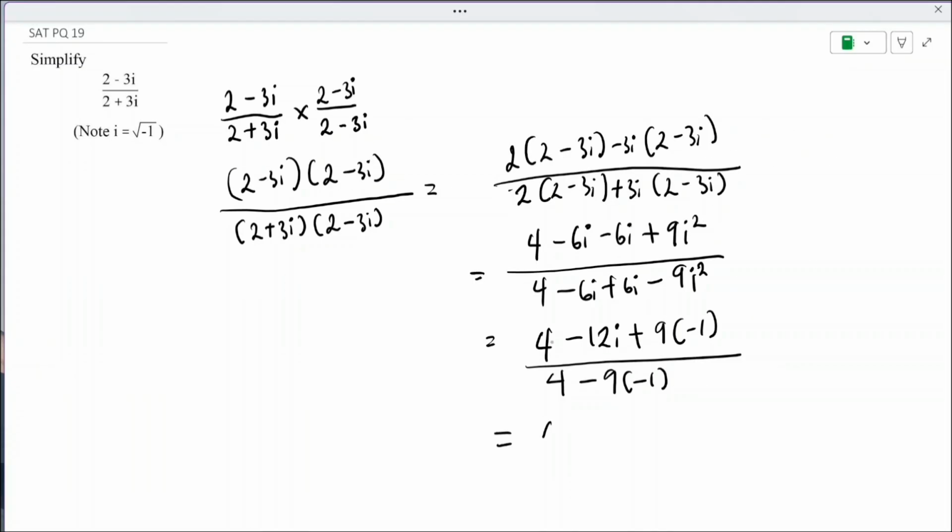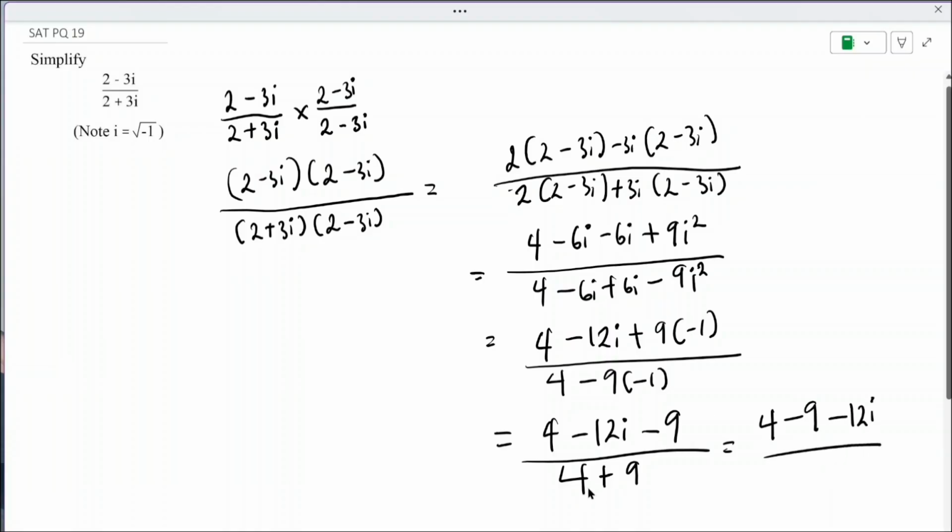We have 4 minus 12i. Then we have plus 9 times minus 1. Positive times negative will give you negative. 9 times 1 will give you 9. Over the denominator, which is 4. You have to be careful here. Negative times negative will give you positive. 9 times 1 will give you 9. We can write this as 4 minus 9 minus 12i over 4 plus 9 will give you 13.